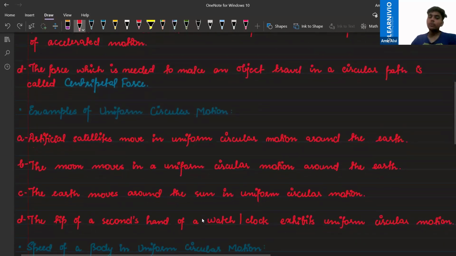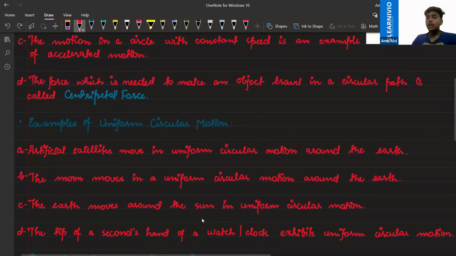Okay, now let's talk about the examples of the uniform circular motion, Harshita. Artificial satellites also move in uniform circular motion around the Earth. This is one of the examples. Next, the Moon also moves around the Earth, and the Earth also revolves around the Sun in uniform circular motion. And the last example is the tip of the second hand in a clock, which also completes uniform circular motion because it completes one complete revolution in 60 seconds. That means the speed is constant, because in every minute it takes only 60 seconds to complete one revolution. Okay, Harshita? Yes, sir. That's great.